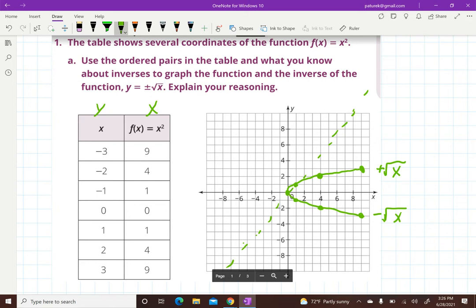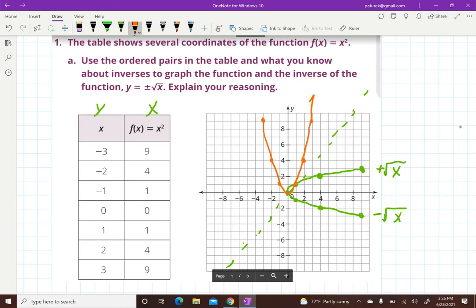The original function was x equals negative 3, y equals 9. X equals negative 2, y equals 4. X equals negative 1, y equals 1. X equals 0, y equals 0. X equals 1, y equals 1. X equals 2, y equals 4. X equals 3, y equals 9.